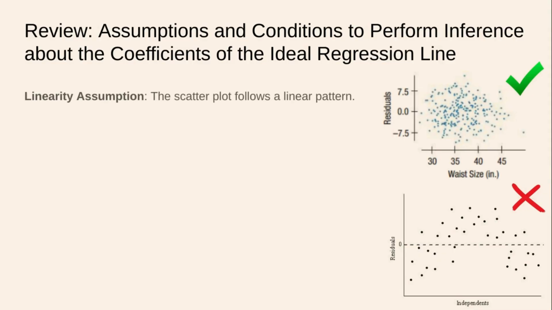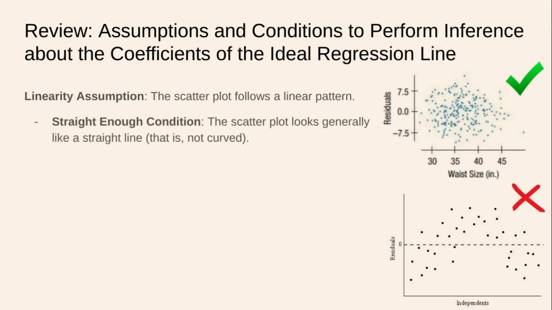So you need a scatter plot to follow a linear pattern in order to do inference on beta 1. In order to do inference with a regression line, you need to have a linear pattern in the first place. And the textbook calls this the straight enough line condition, or straight enough condition. The scatter plot looks generally like a straight line, that is, it is not curved.